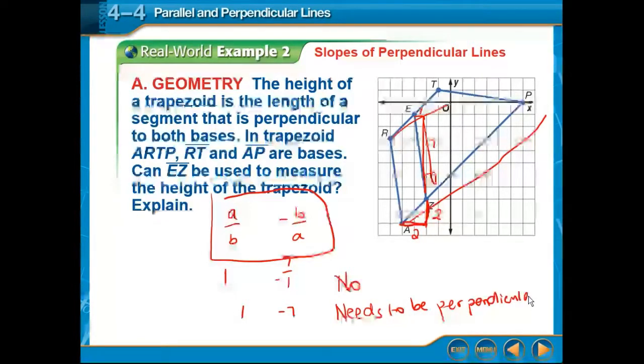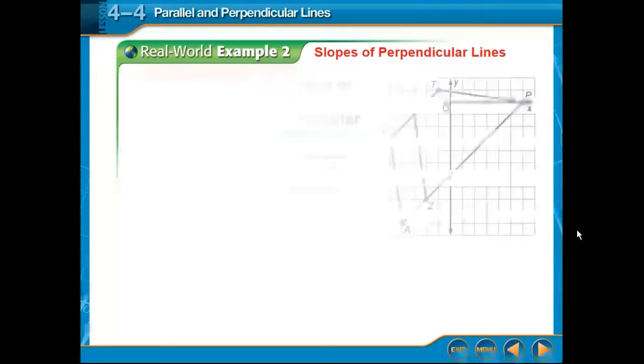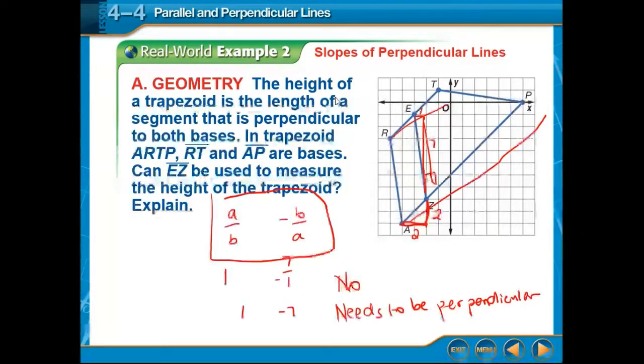Okay? All right, part B. The height of the trapezoid is the length of a segment that is perpendicular to both bases. In trapezoid ARTP, RT and AP are the bases, parallel. Okay, so we were looking at this and we were seeing if that height was perpendicular. It's not, but we want to know maybe if these two lines are actually parallel. So we want to see if those slopes are the same.